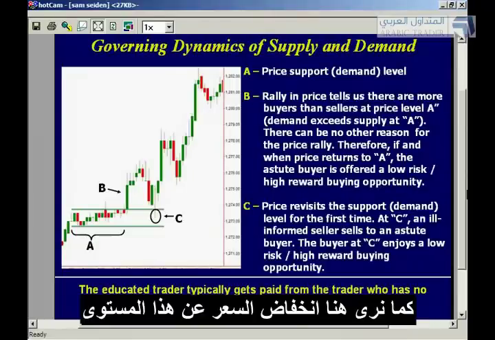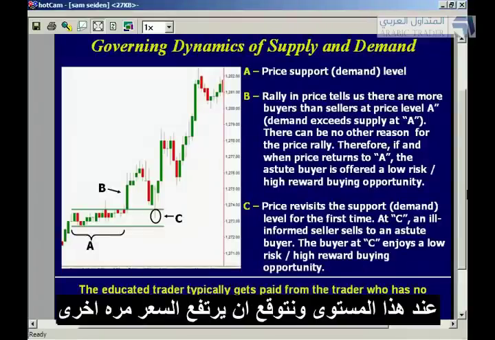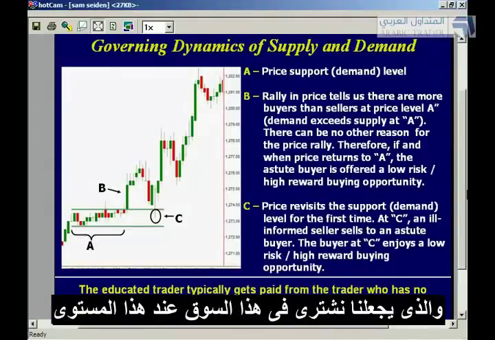Therefore, at C, okay, C is the first time price revisits this level. So price is revisiting a level where we already know demand exceeds supply. C is where we would expect prices to turn higher. That's where we want to buy into this market, okay? All right.